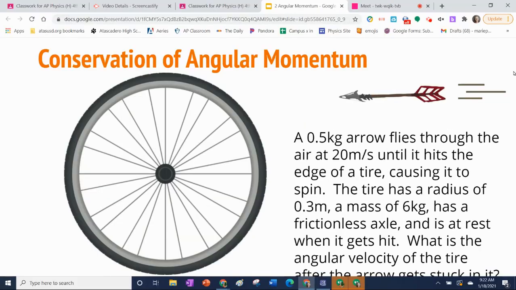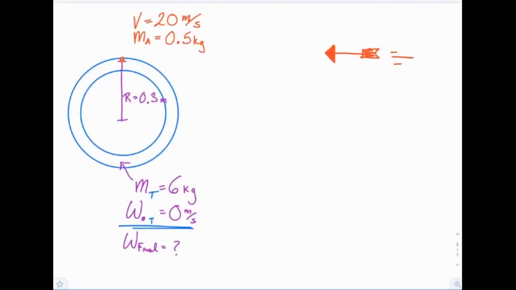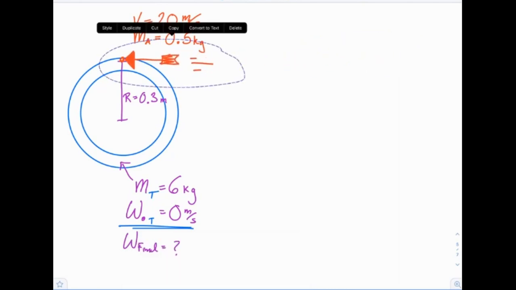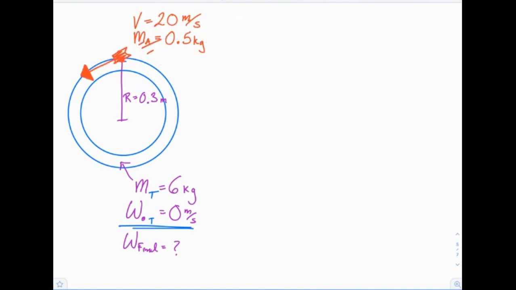So let me go ahead and switch to my iPad. All right. So this is what's happening here. I have this arrow coming at its velocity of 20 meters per second. It's going to get stuck in here. And once it gets stuck, then the tire and the arrow together are going to rotate together like this. Okay.